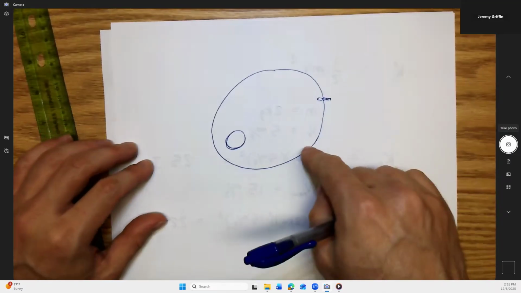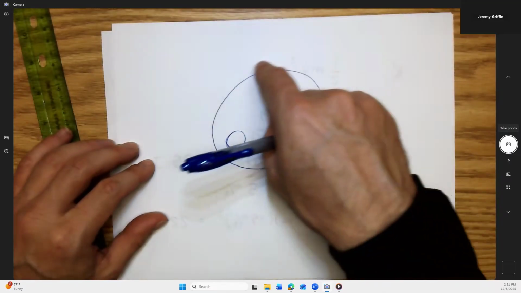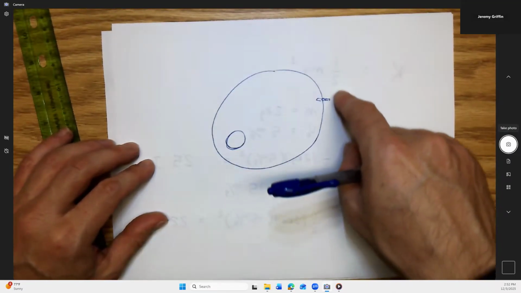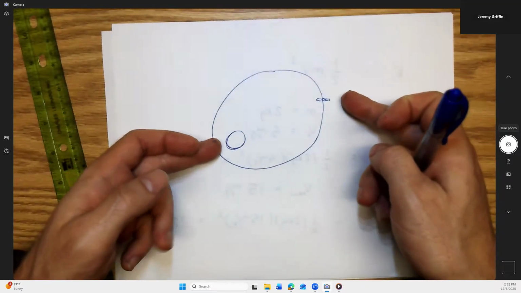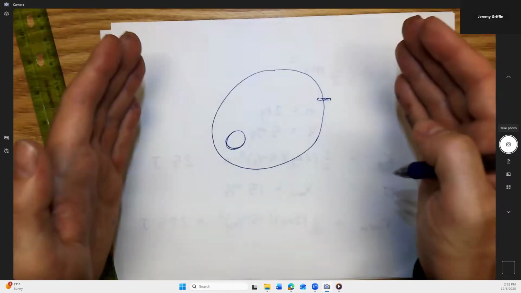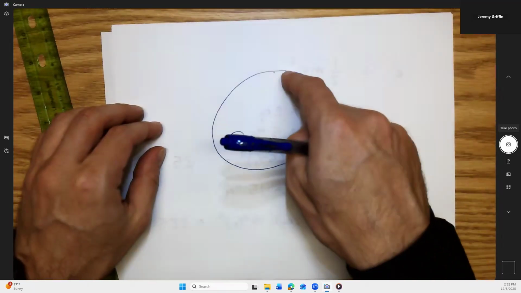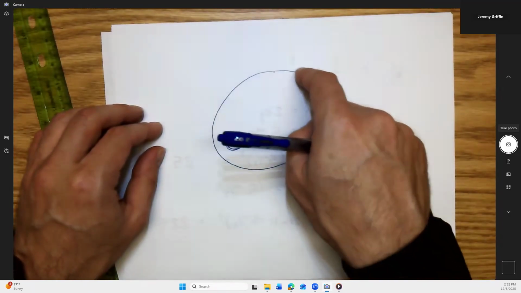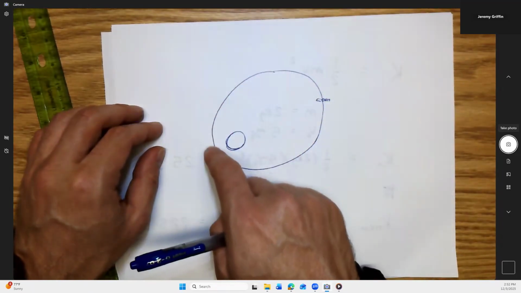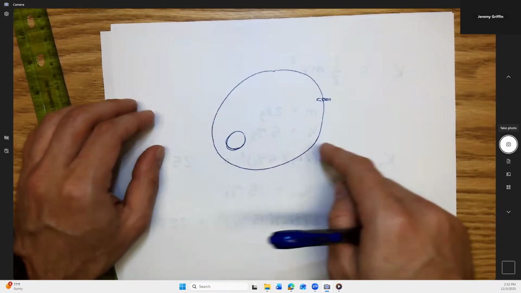Now, I've got a few questions for you guys about this. If you add up the total mechanical energy, let's call this a closed system. The planet-satellite system is a closed system. Is the total mechanical energy the same everywhere around? How many of you think it is? Who says it's the same mechanical energy all the way around? Yeah, it's the same total mechanical energy.